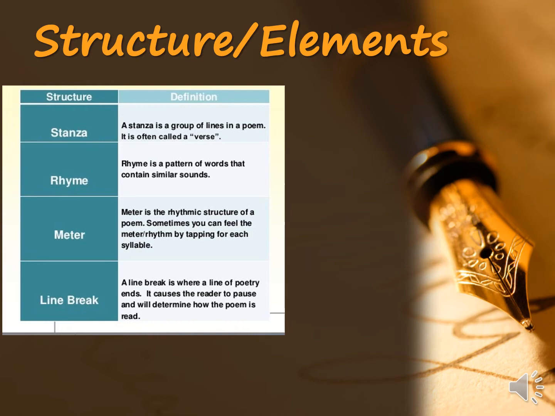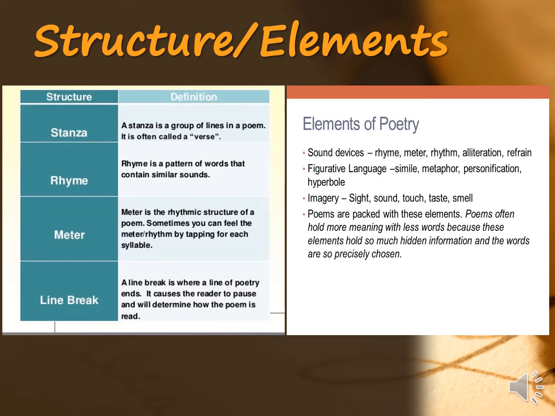A poetry also includes certain elements. 1. Sound devices, such as rhyme, meter, rhythm, alliteration, and refrain. 2. Figurative language, such as simile, metaphor, personification, or hyperbole. 3. Imagery, such as describing the five senses to help the reader form a picture in their mind while reading. 4. Repetition. This element might not always be available, but if it is, then it is considered an element.